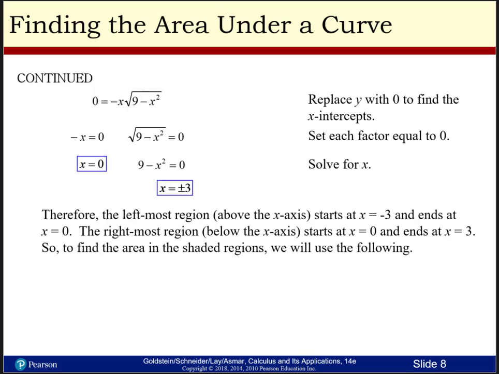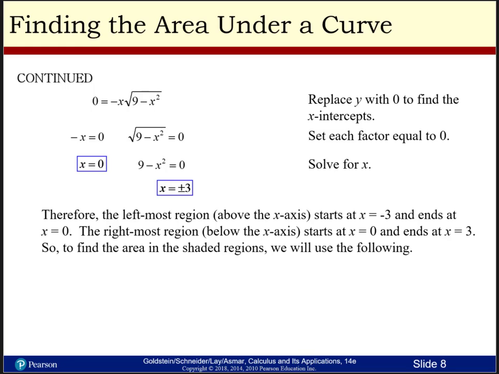Of course, we could look at it and tell by looking at the graph, but there's how you would find them if you couldn't tell. Therefore, the leftmost region above the x-axis starts at x equals -3 and ends at x equals 0. The rightmost region below the x-axis starts at x equals 0 and ends at x equals 3.